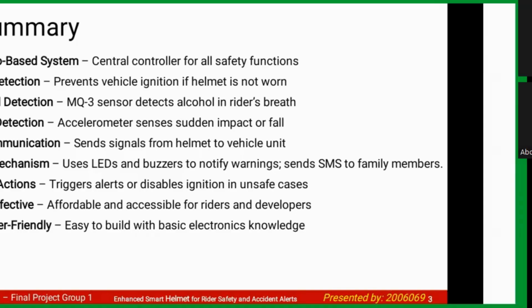Safety actions trigger alerts or disable ignition in unsafe cases. It is cost effective, affordable and accessible for riders and developers. It is also beginner friendly, easy to build with basic electronics knowledge.